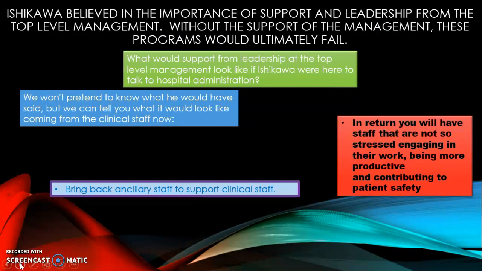Ishikawa believed in the importance of support and leadership from top-level management. Without the support of management, these programs would ultimately fail. What would support from leadership at the top level of management look like if Ishikawa were here to talk to hospital administration? We won't pretend to know what he would have said, but we can tell you what it would look like coming from clinical staff now.